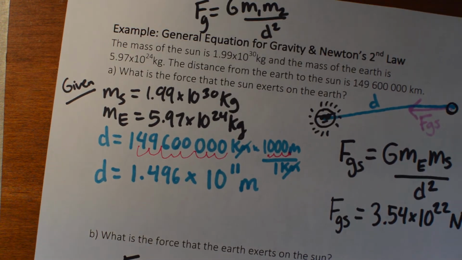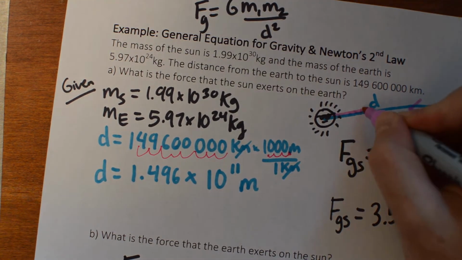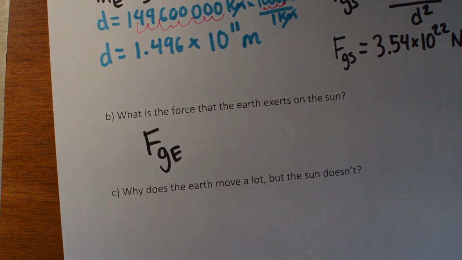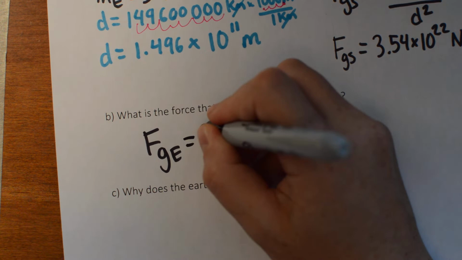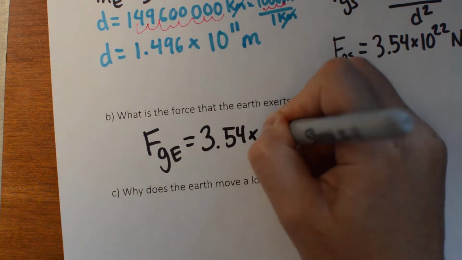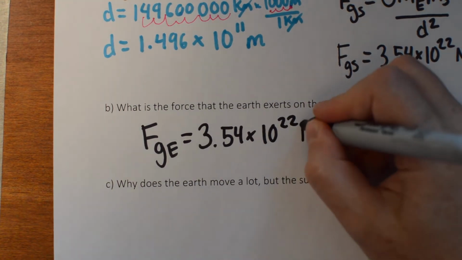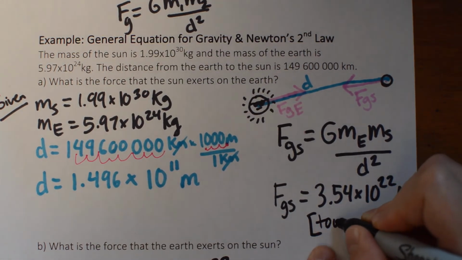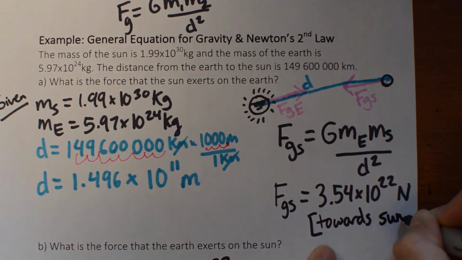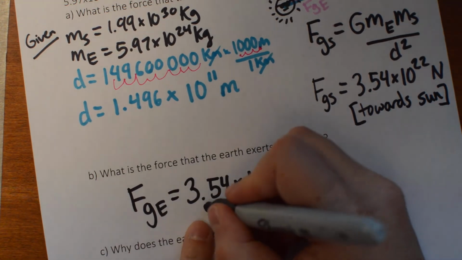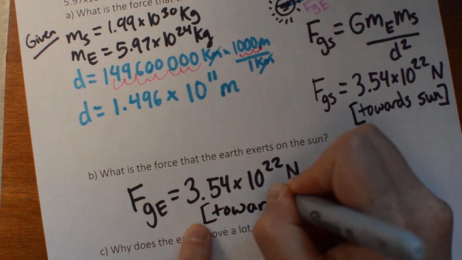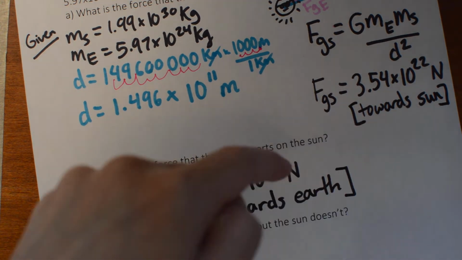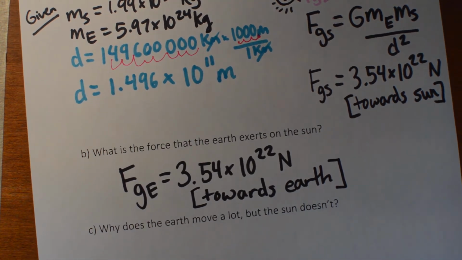I'll just draw it on our picture here. So this force right here, Fg from the Earth, is exactly the same size as the force of gravity that the Sun exerted on the Earth. The only difference between them is that the force of gravity that the Sun exerts on the Earth is towards the Sun, and the force of gravity that the Earth exerts on the Sun is towards the Earth. So Newton's third law says that these action-reaction pairs are in opposite directions, right? So towards the Sun or towards the Earth, there are two opposite directions.